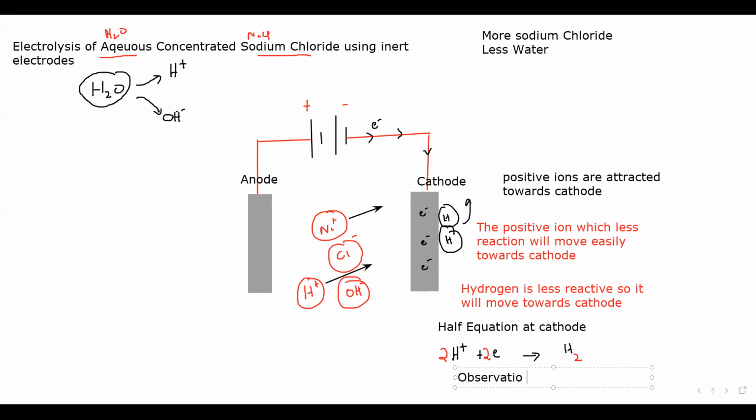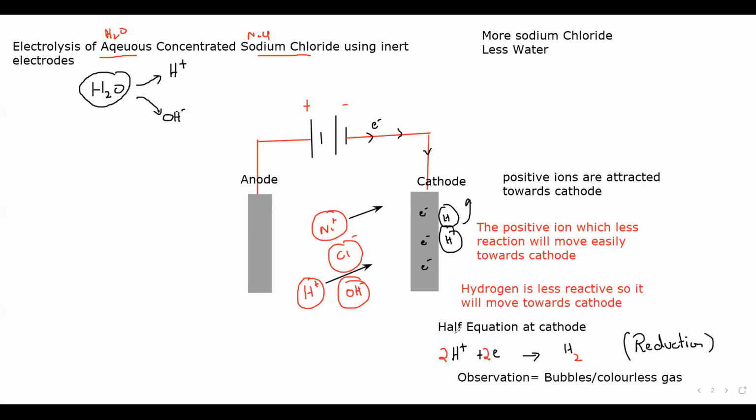So the observation is bubbles, or you can mention the colorless gas. This is what we observe when hydrogen gas is given off. And because it is gaining electrons, this change is known as reduction. Is it clear what happened at the cathode, and how we form the equation?